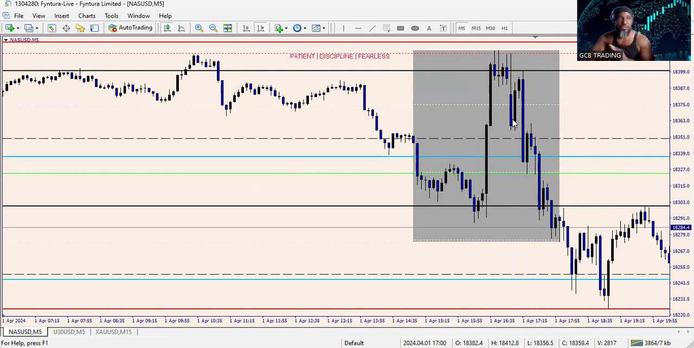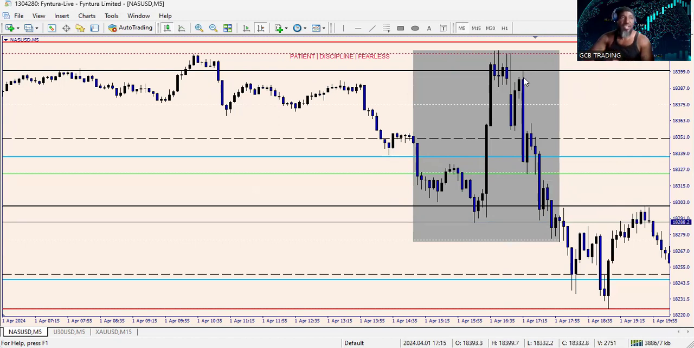No confirmation for me to take a short trade, and I'm not looking to even go long, because if I want to go long on this trade, I want to see price break out of the 00, come back and retest. So I'm not even fixated on going long. I just waited until price showed me confirmation that it wanted to continue going short.